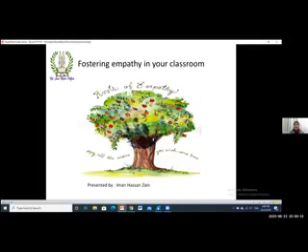If you're looking at this picture of a tree, what does the tree need to grow up and to flourish? In your opinion, what does this tree need to flourish and grow? So please write your answer in your chat box. What does the tree need?